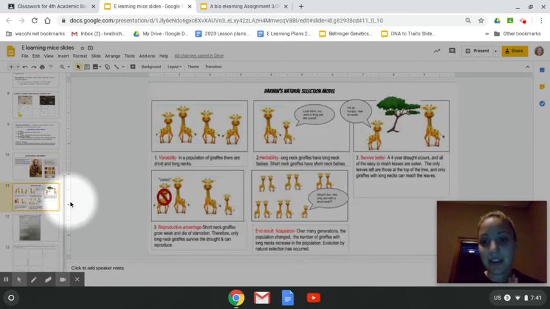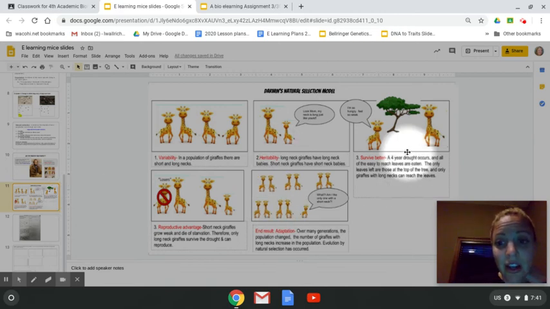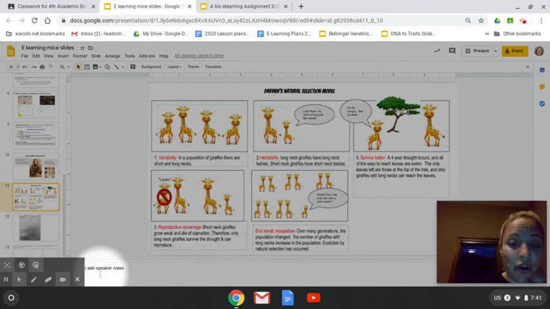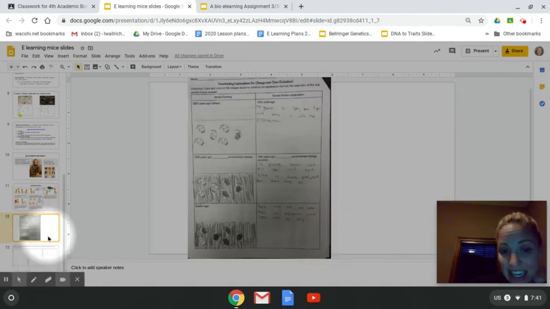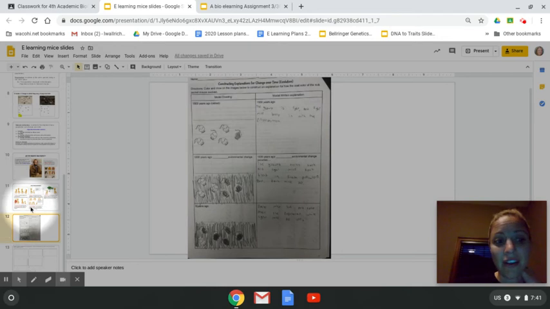Okay, here's the model that I created. So hopefully this makes sense to you. What you'll be doing with your assignment for today is doing this same thing right here with your pocket mice. So some of you did it here, but most people, when they do it, don't have all the steps. They don't have the variability, the heritability, and the reproductive advantage.